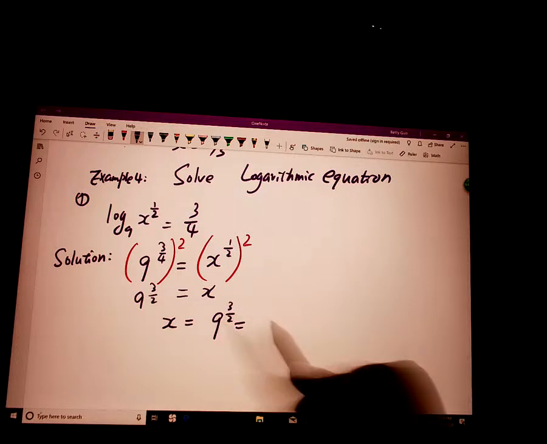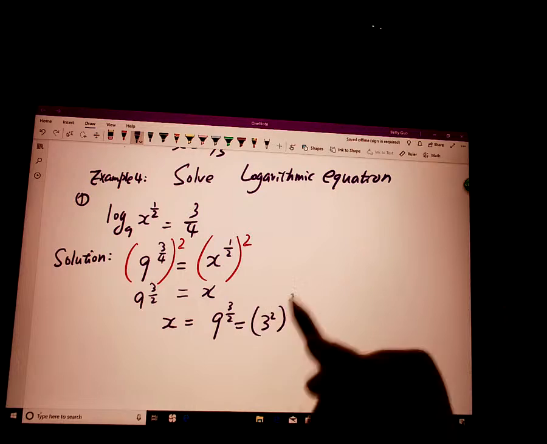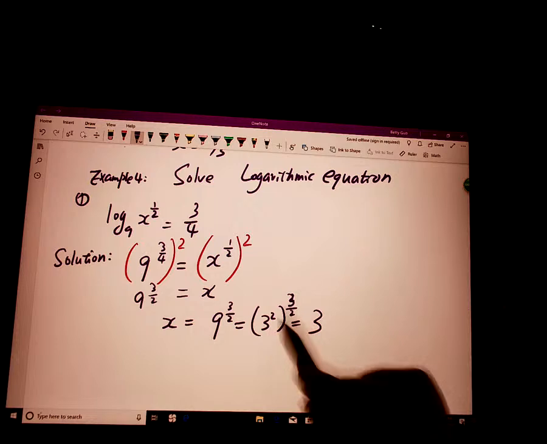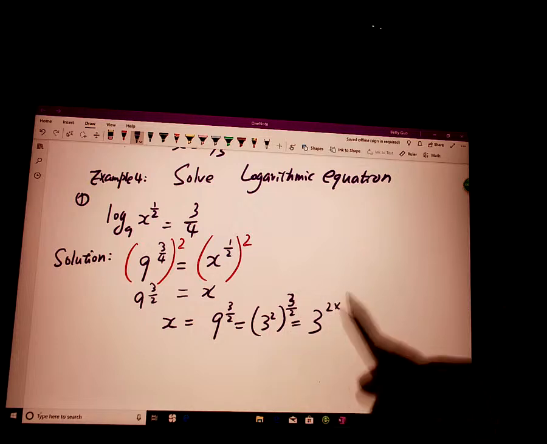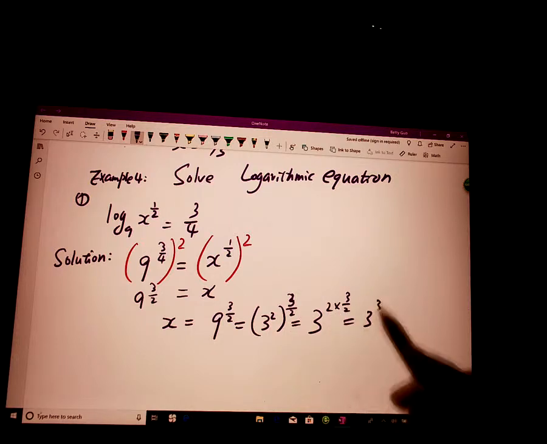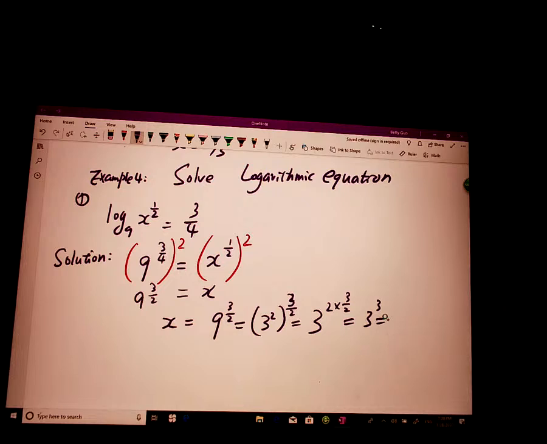I have x on the right hand side by itself, and here we have 9 to the power of 3 over 2. So x equals 9 to the power of 3 over 2. If we rewrite 9 as 3 squared and apply the power rule, we have 3 to the power of 2 times 3 over 2, that is 3. So it turns out 3 cubed, yeah, x actually is 27.